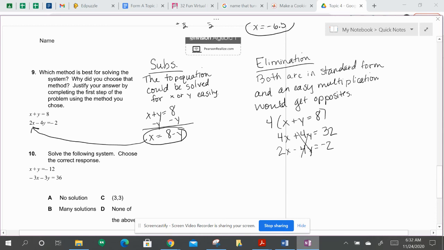Again, guys, this problem is not asking you to solve the problem. It's asking you to think through which method you would choose, why you would choose that, and then show us the first step of that method.